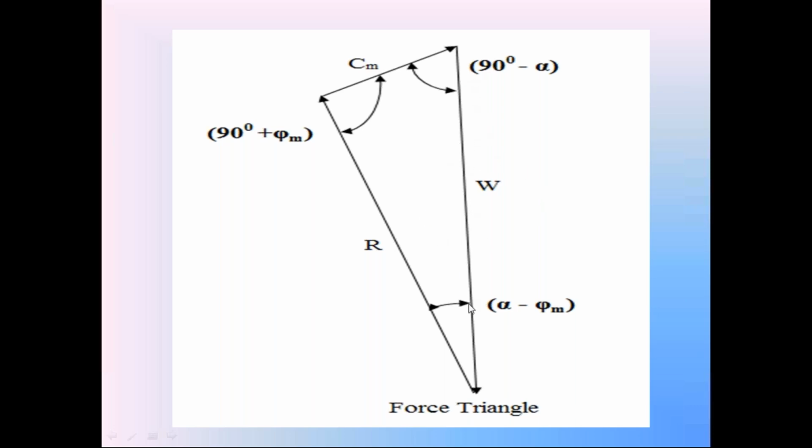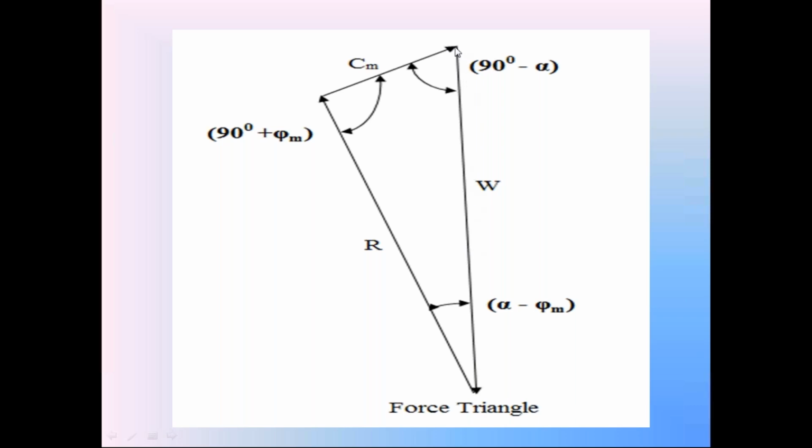Take the scale, 1 centimeter is equal to 10 kilonewton. So 100 kilonewton is equal to 10 centimeters length. Because the W is equal to 100 kilonewton, with the scale 1 centimeter equal to 10 kilonewton, this length is 10 centimeters. Draw that line first. Draw a 10 centimeter vertical line.